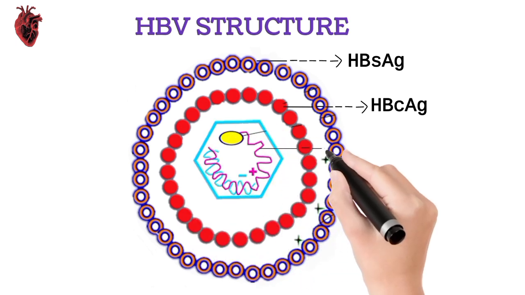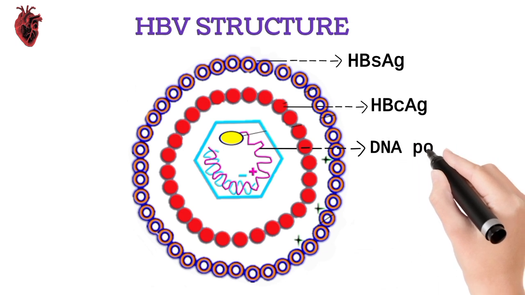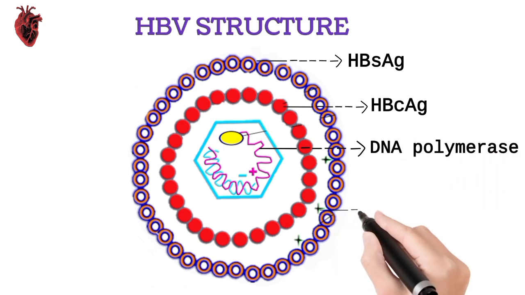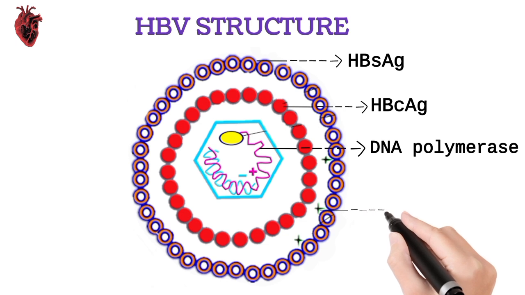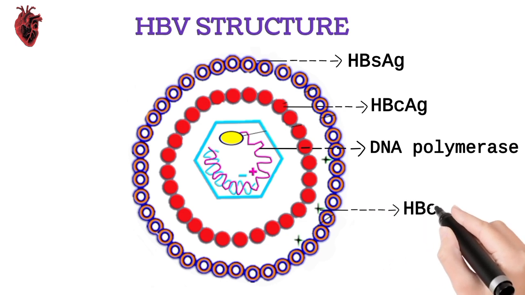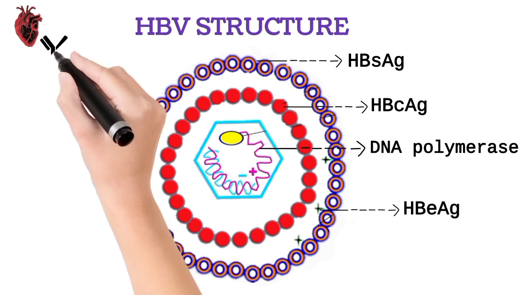Viral genome is a partially double-stranded circular DNA. Virus carries its own DNA polymerase enzyme, which has reverse transcriptase activity. There is another antigen located in the core known as hepatitis B E antigen. This antigen is an important indicator of transmissibility.